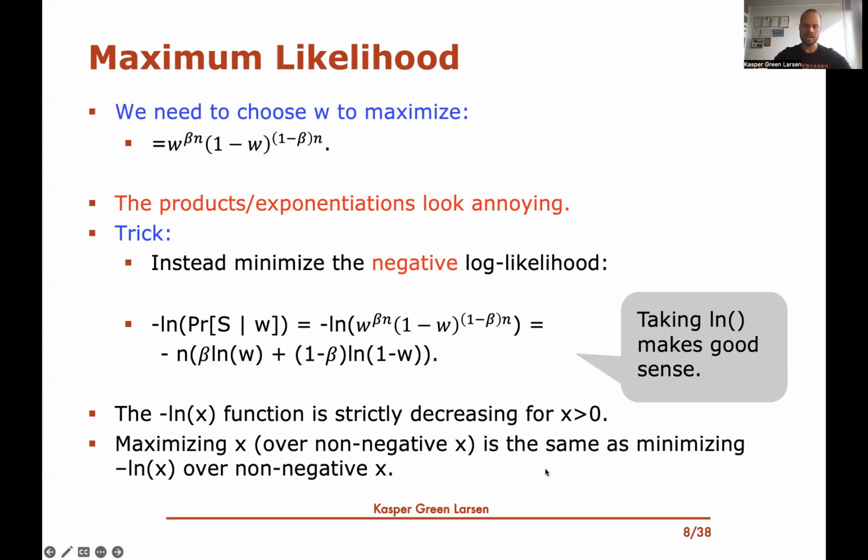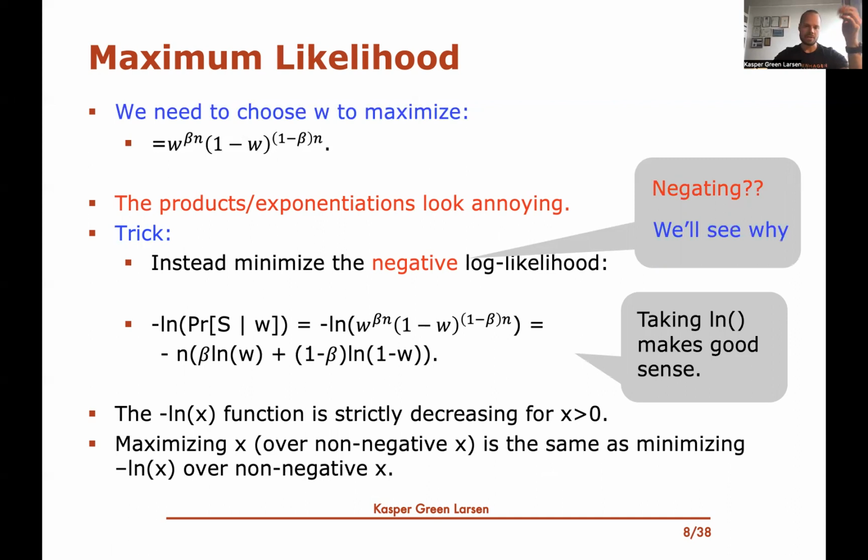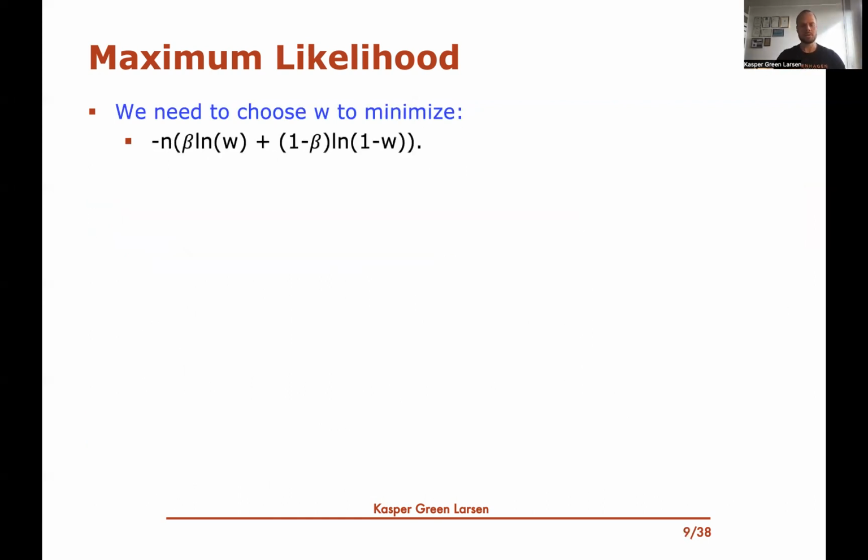Okay, so taking log is a good idea, right? Because it gets rid of all these products. Negating, well, so far it's not so clear why we're negating. We could also just choose to maximize without negating, just taking log and maximizing. But at least there's a good reason why, and in particular, if we would like to eventually turn the logistic regression into a general loss function where we're minimizing something, it makes sense to turn it into a minimization problem. So we'll see why. Okay, so we need to choose W to minimize this expression now. That's the same as maximizing the original likelihood.